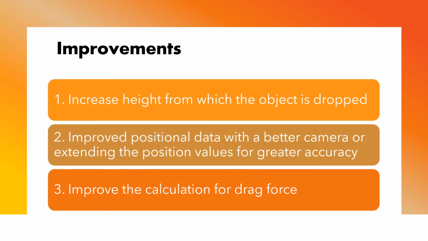Concerning improvements in the real-life scenario, the object could have been dropped from a greater height to allow more time of flight and a clear graph depiction of terminal velocity. Concerning Tracker, a better camera with more frames per second could have been used, or more decimal places in the position values could have been incorporated for more accurate position data.